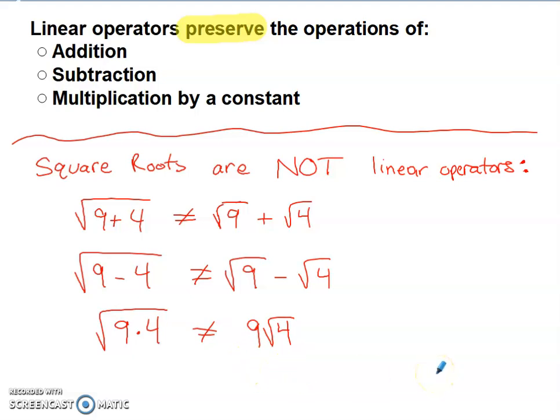A linear operator has all three of these characteristics. Essentially, it means I can apply the calculation to each individual entity and then add the results, subtract the results, or just copy the constant into my result.